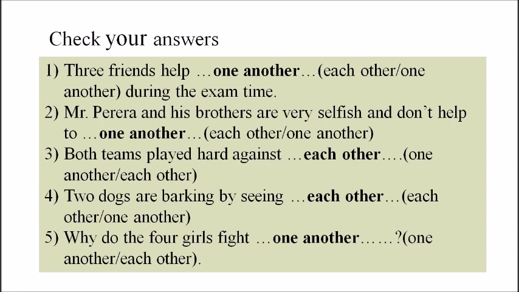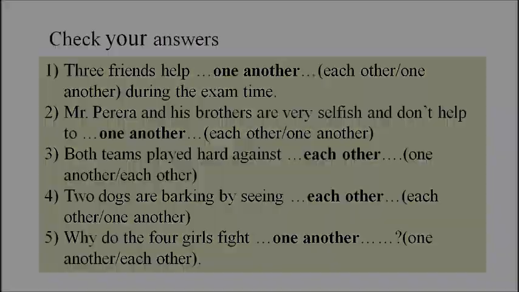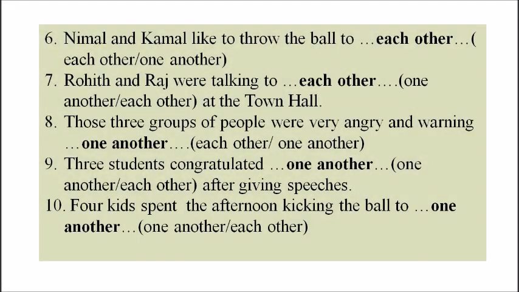Number 5. Why do the 4 girls fight one another? Number 6. Nimal and Kamal like to throw the ball to each other. Number 7. Rohit and Raj were talking to each other at the town hall.